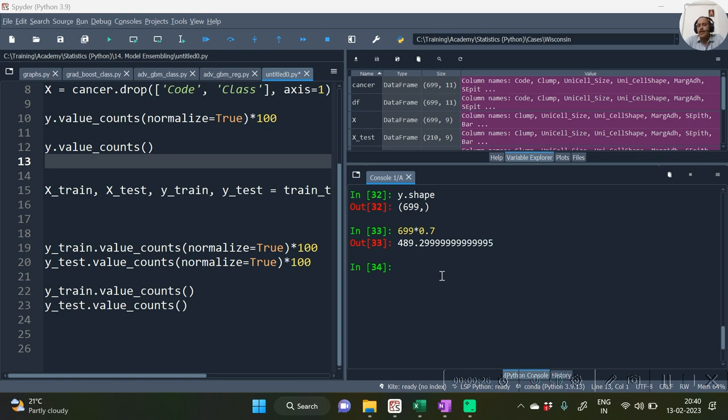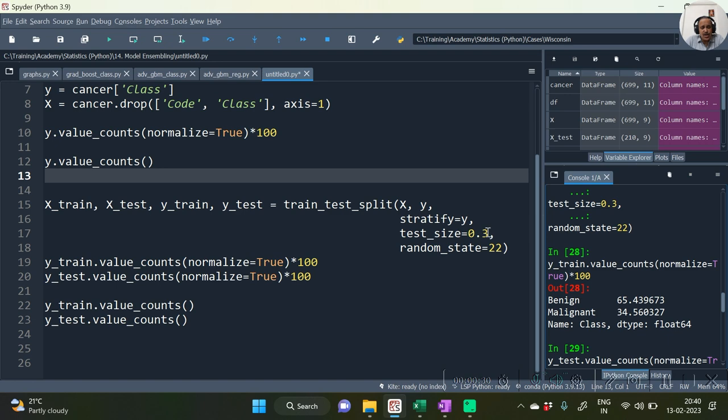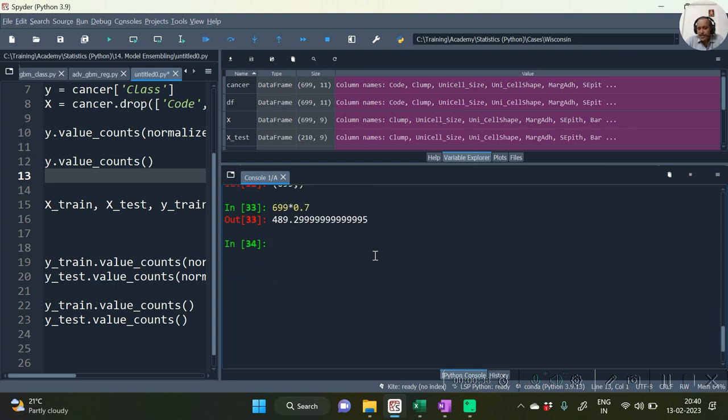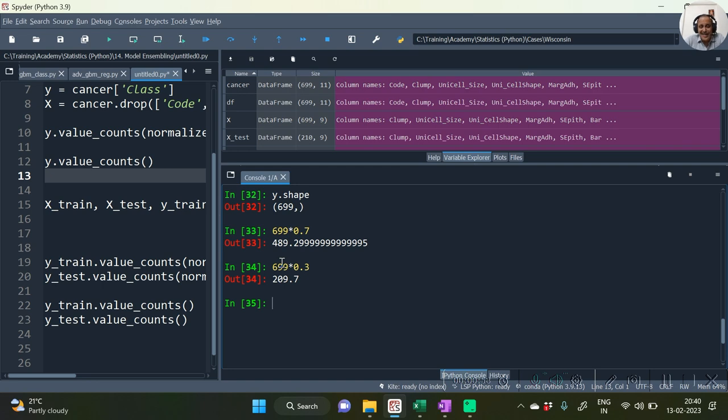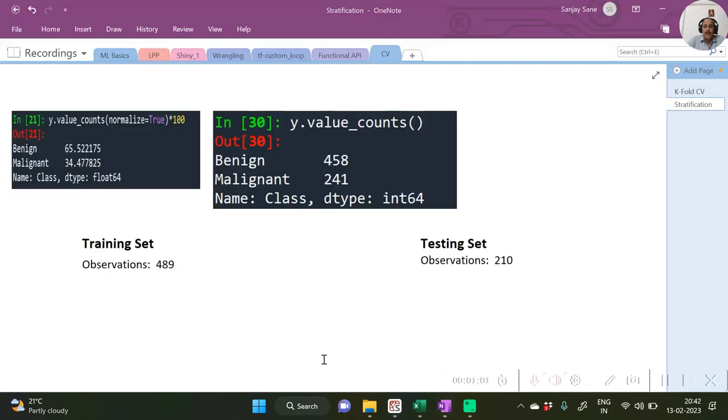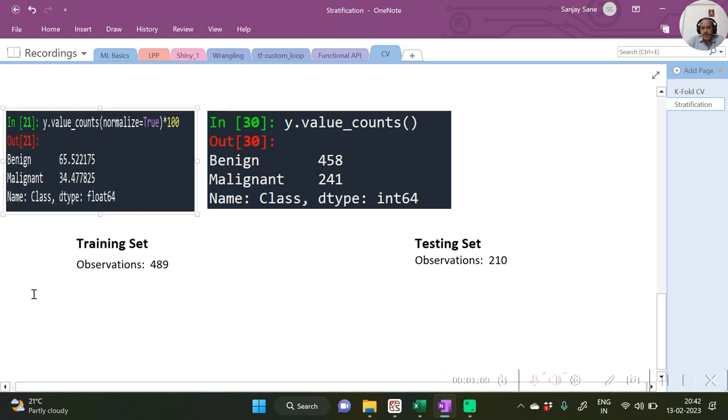So if we are going to consider 70% of the data for training and 30% for testing, then out of 699 observations in the data set, we will have approximately 489 records in the train set and the remaining approximately 210 records in the test set. Now, as you already know, the percentages of benign and malignant records are 65.52% and 34.47% respectively.